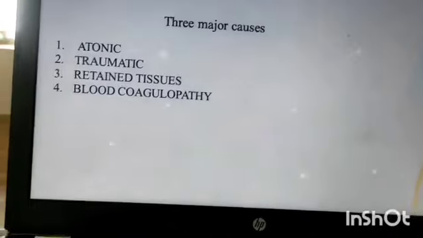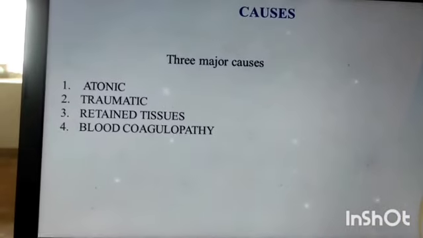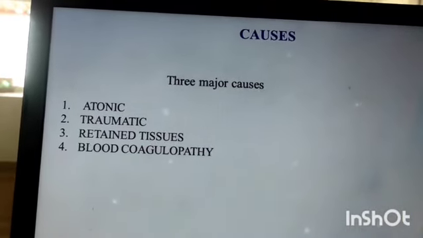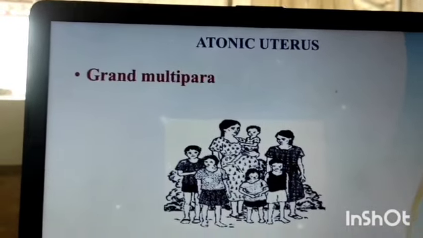For postpartum hemorrhage, there are main causes. First one is atonic causes. Second one is traumatic. Third one is retained tissue. Fourth one is blood coagulopathy. First we can see them one by one. First one is atonic uterus.